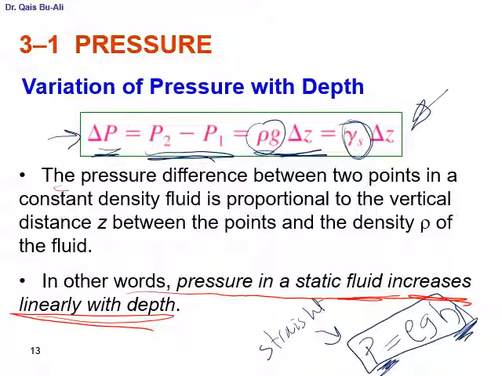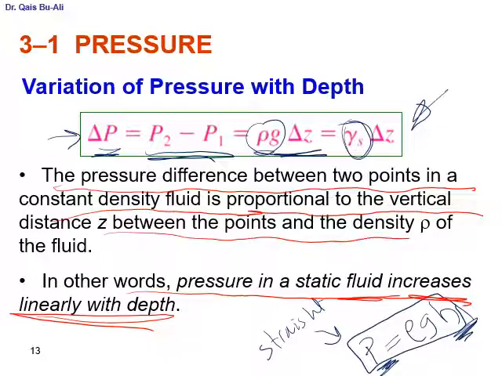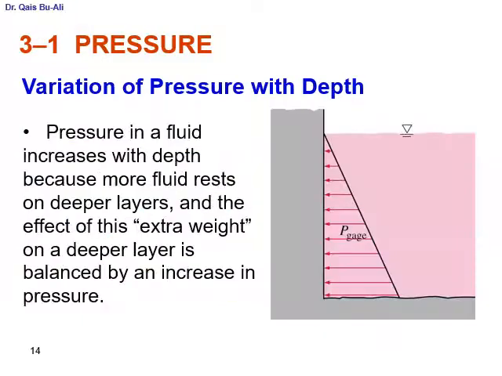Let me read this with you. The pressure difference between 2 points in a constant density fluid is proportional to the vertical distance Z between the points and the density rho of the fluid. Also remember this from previous courses.